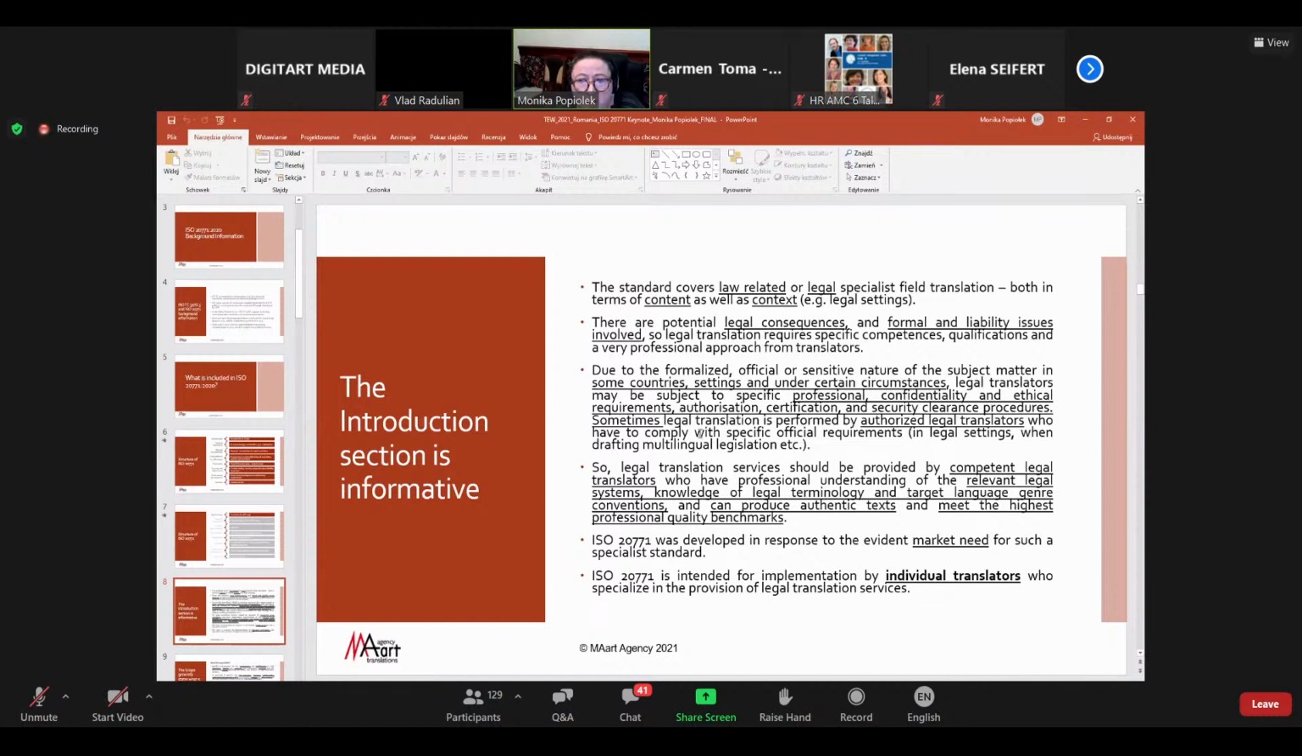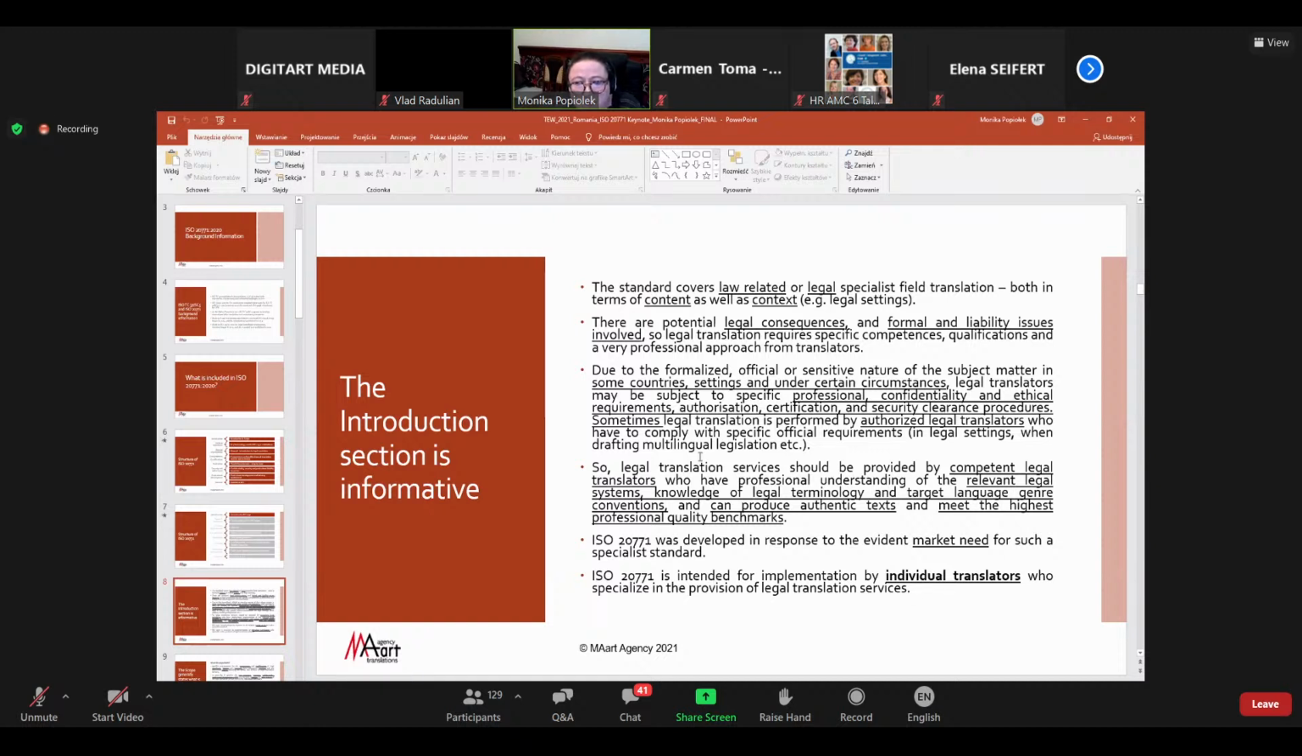voted on the standards, we agreed that legal translation requirements require very specific competencies and qualifications and an extremely professional approach from translators. So due to this formalized, official, and sensitive nature of the subject matter, we also recognize that in some countries, settings, and under certain circumstances, legal translation is subject. What I say here is maybe subject, but it really is subject to specific professional and confidentiality requirements.